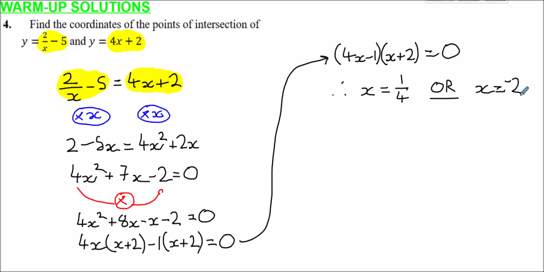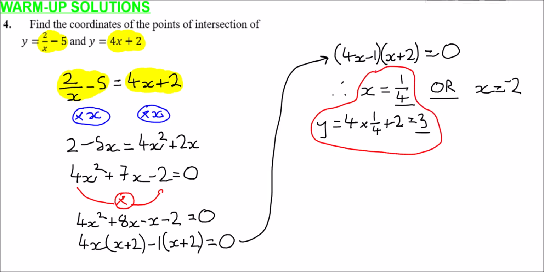But we didn't just want the roots here, we wanted the coordinates of the points of intersection. And so we need to find the y values as well for each value of x. So if x were a quarter, we can use this equation here because that's probably the easier one. So if x were a quarter, we're going to have that y is 4 times a quarter, and plus 2, which is going to be 3. So that's one coordinate.